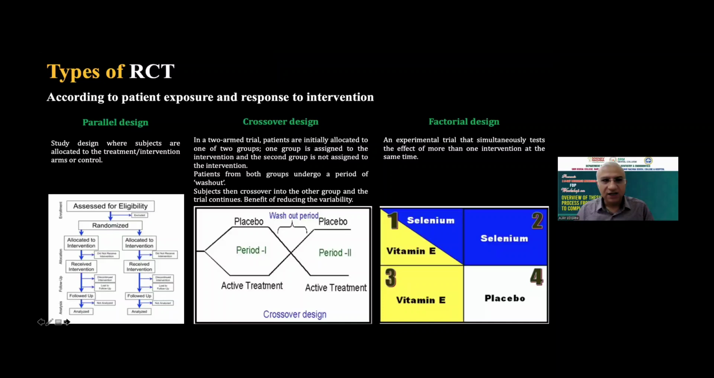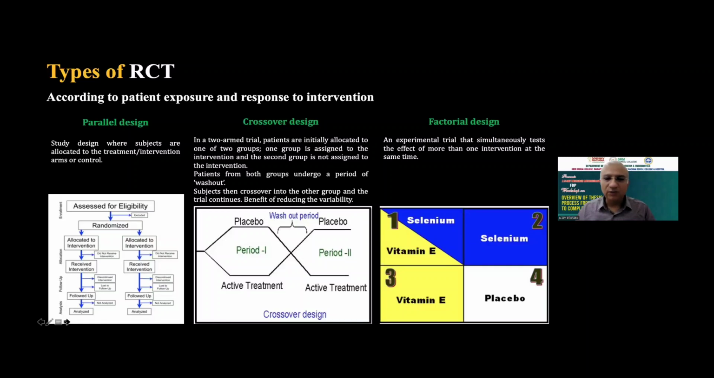randomized clinical trials. And you can see that I have tried putting in based on patient exposure and response to intervention. So basically, if we're dependent on the patient exposure, you can have a parallel design, a crossover design, or a factorial design. Now, a parallel design is where subjects are allocated randomly to the treatment or intervention group or the control arm.